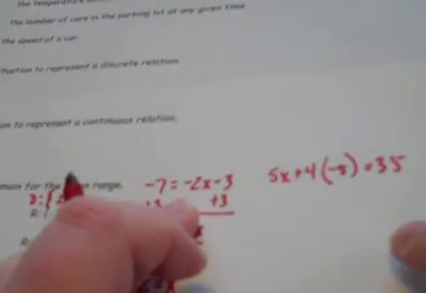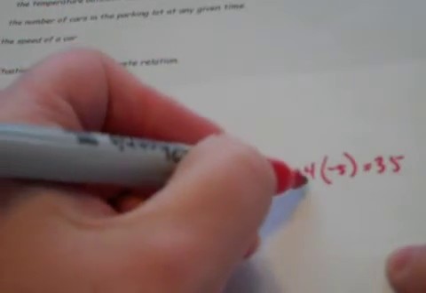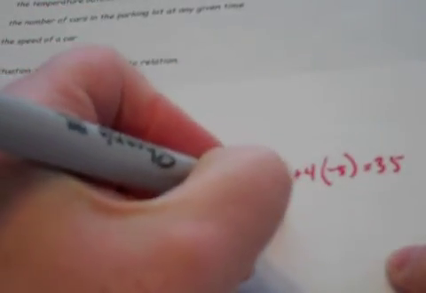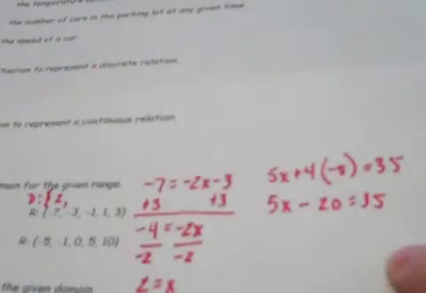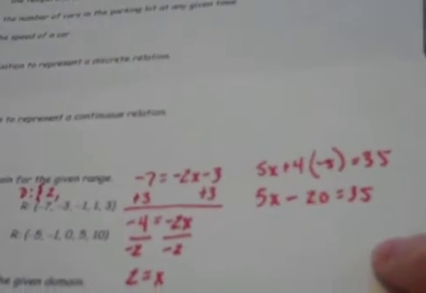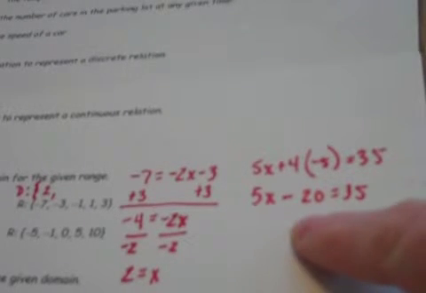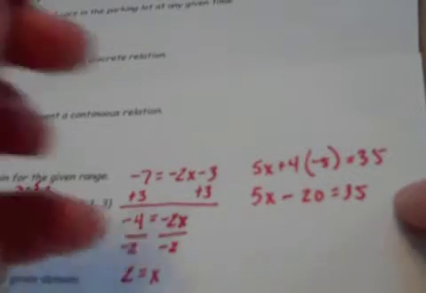Okay, now we're going to do the algebra. We need to simplify the parentheses here. So it's 5x, positive 4 multiplied by -5. A positive times a negative is a negative. 4 times 5 is 20, equals 35. Now it's a nice two-step equation. How do I get rid of a -20? Well, that's right, I add 20.